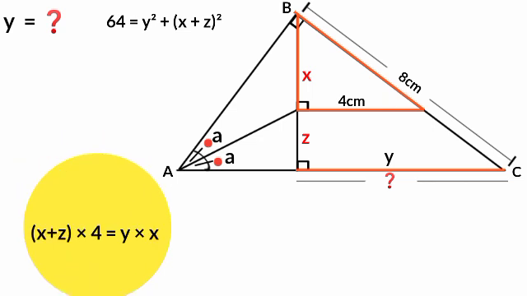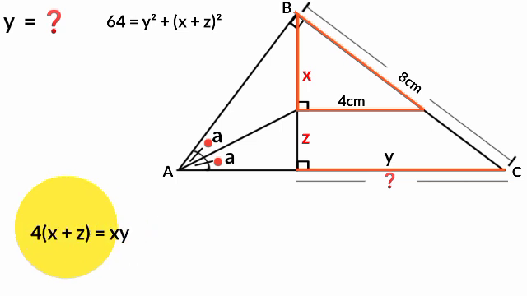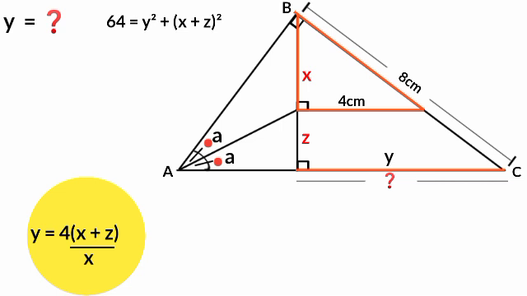Cross multiply. Now (x plus z) all multiplied by 4 equals y times x. Y times x is xy. And (x plus z) all multiplied by 4 is 4 open bracket x plus z. Divide both sides by x. Here x cancels x. So y equals 4 open bracket x plus z, all over x.